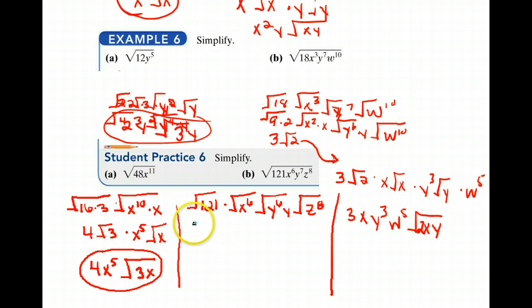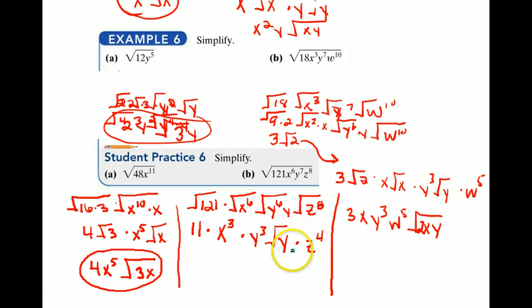So the square root of 121 is 11. The square root of x to the 6th is x cubed. The square root of y to the 6th is y cubed, and that will leave us with a root y. And the square root of z to the 8th is z to the 4th.